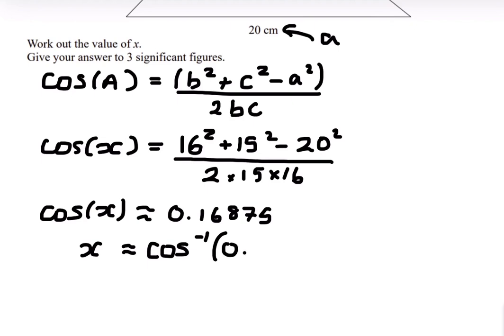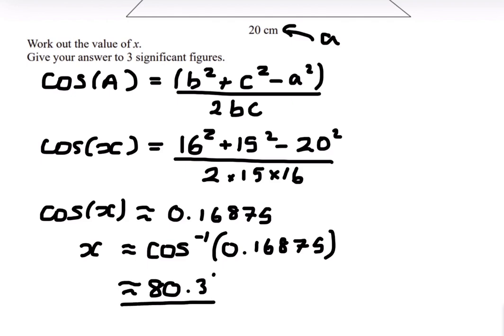This gives that x is cos inverse of 0.16875, which is approximately equal to 80.3 degrees to 3 significant figures. And there we have it. We've solved two questions using different versions of the cosine rule.